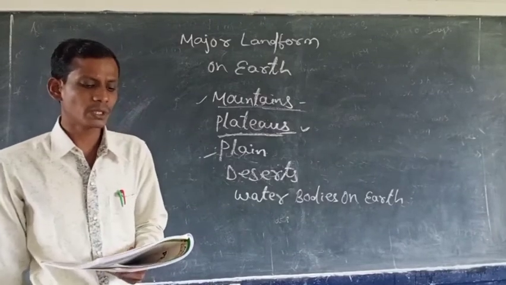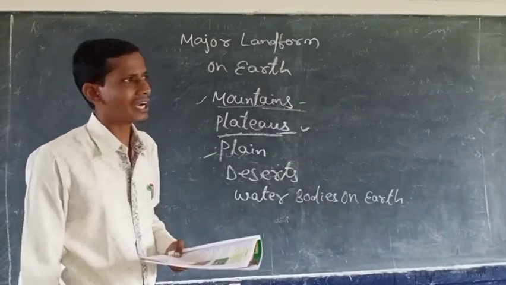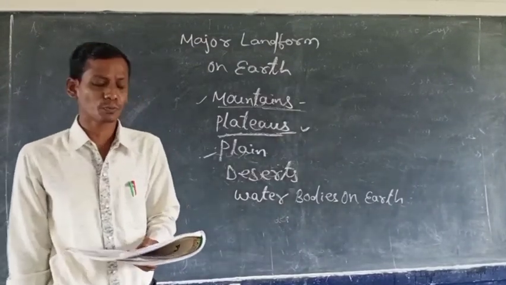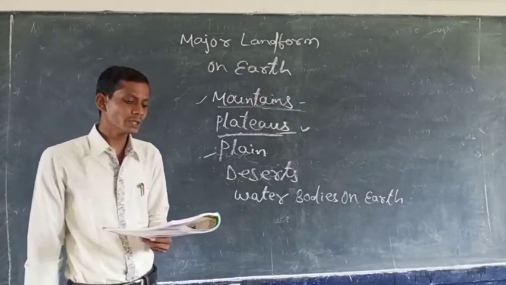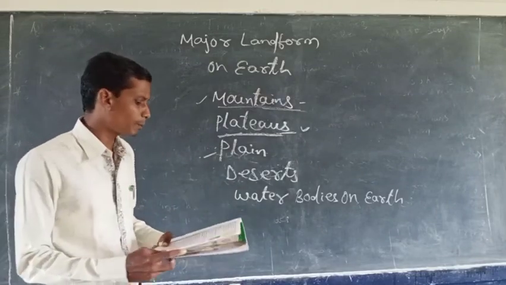Some of the largest plain areas in India are made by two major rivers of India. The first one is the Ganga and the second one is the Brahmaputra.